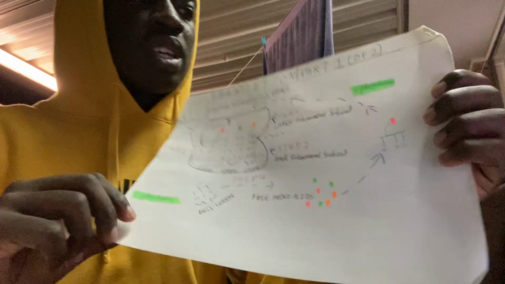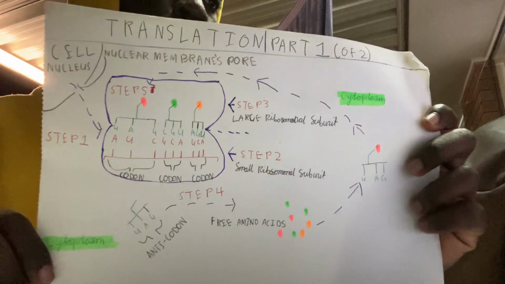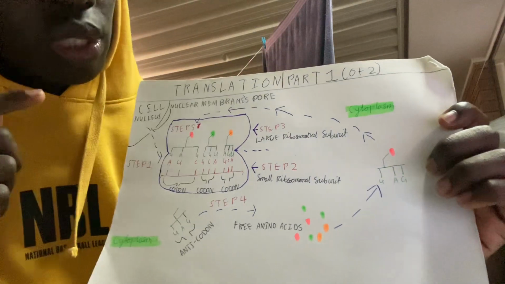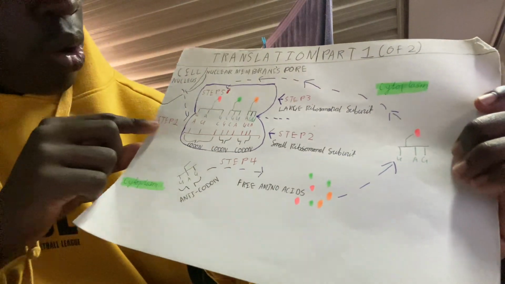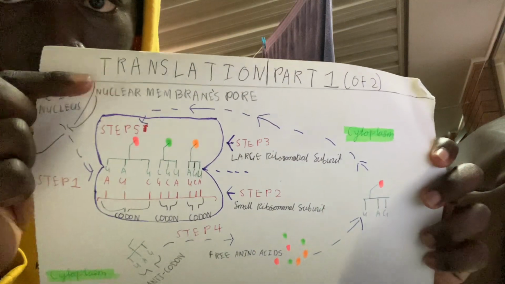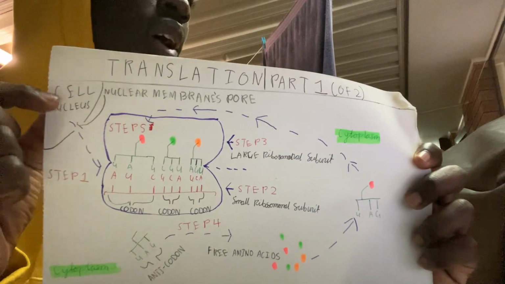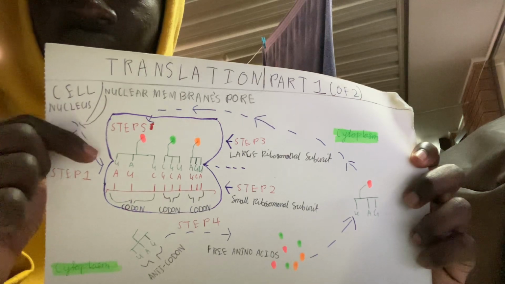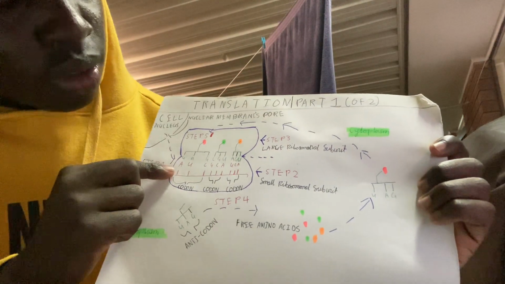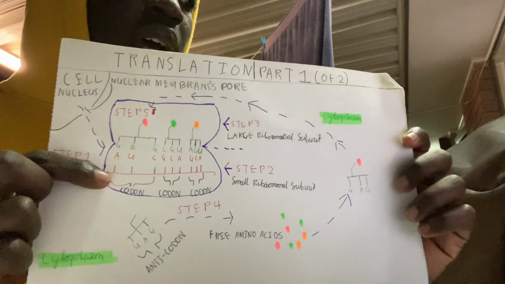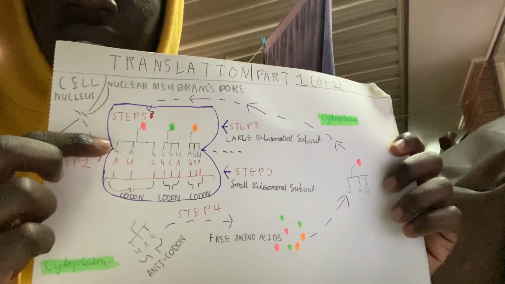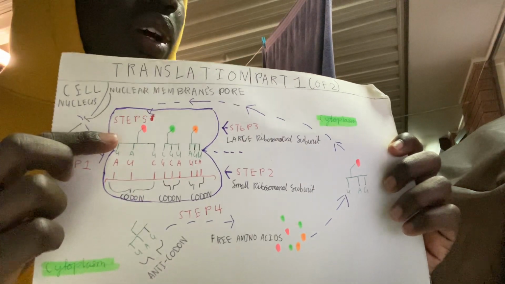And step 1 is when the mRNA moves out of the cell nucleus and into the cell's cytoplasm through the nuclear membrane pore. Now, I've labeled the nuclear membrane pore right here. So as you can see, it comes out of that and then it goes here. And then a small ribosomal unit attaches itself, and then a large one attaches itself.